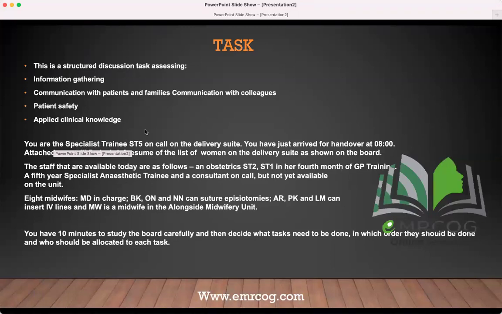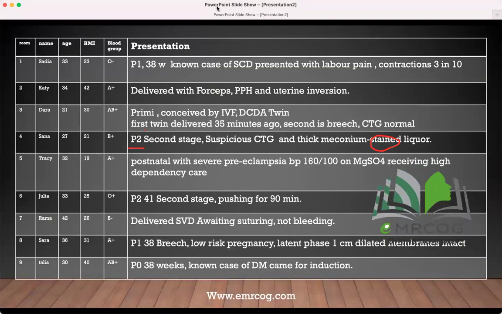Who you are is a must. So you are the ST3 or the ST4 in that delivery suite. You arrived at the handover at 8, and this is 8 a.m. This is the list of patients on the board that you need to know, and the staff availability of the day is very important. So in your 2 minutes before you start the task, you need to write down the time when you take the handover, and then you write the staff availability they told you, and who is with you today. That's very important.